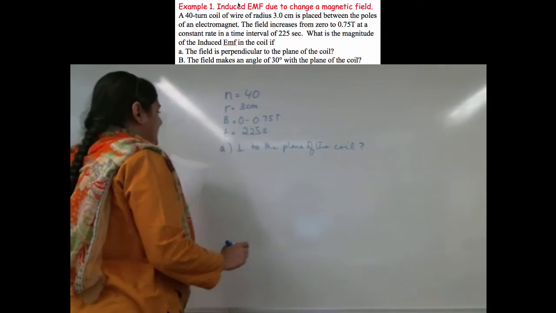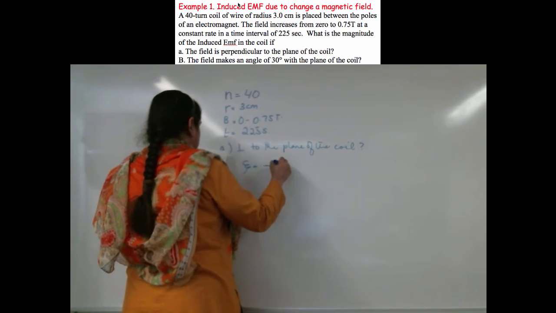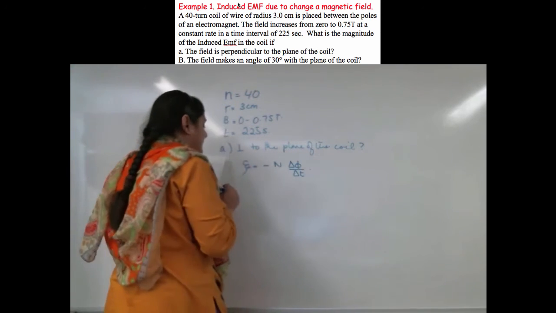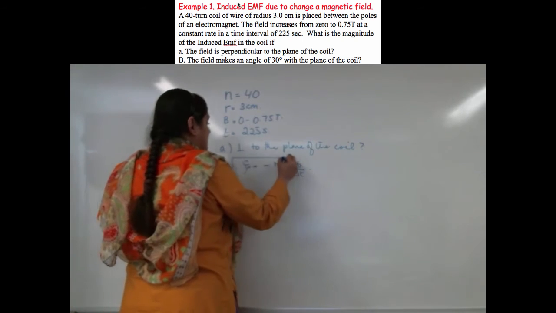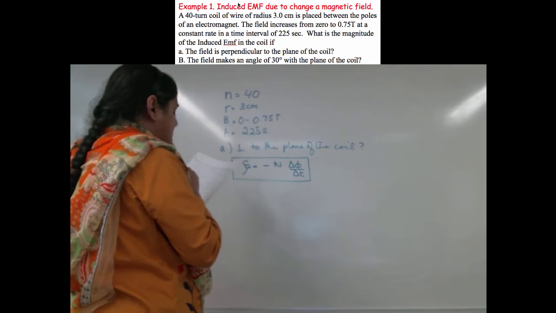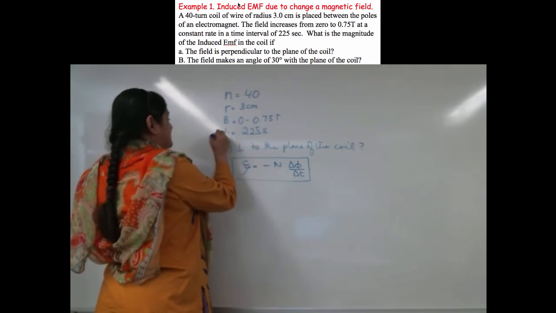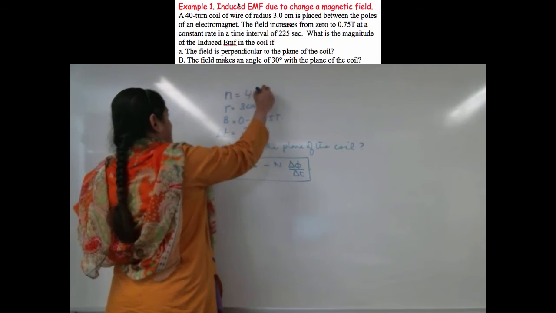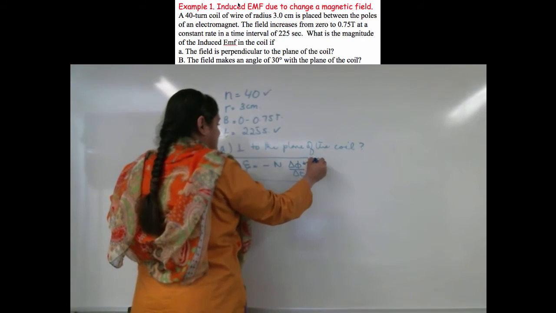Okay, so what do I need? I need this value, right? This is what I'm looking for. I'm looking for my induced EMF, and Faraday's law tells me that this is that. Now my problem is I actually don't know everything. I know delta T because delta T is given as 225 seconds. I know N, which is given as 40. I don't know delta phi. Okay, so this is what I need to find.